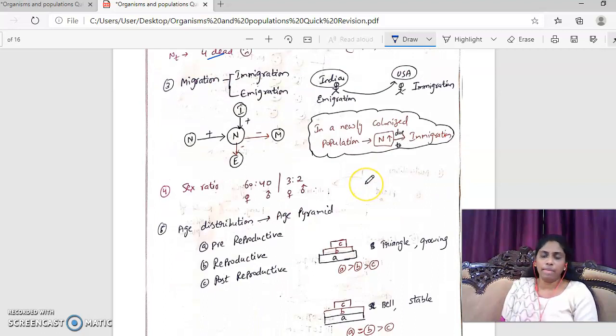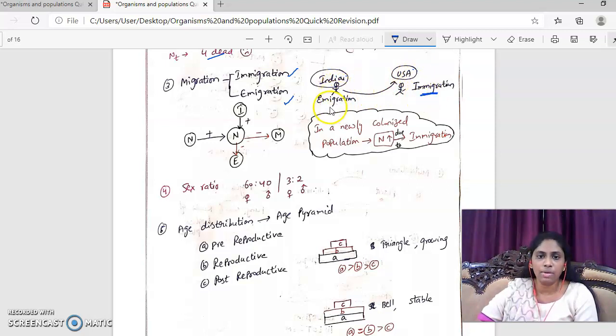Then let's talk about migration. There are 2 types of migrations, immigration and emigration. Let's say India here, and this is USA. Now you are going to USA. So with respect to USA, you are an immigrant. With respect to India, you are an emigrant. So immigration is adding to the population density, whereas emigration is not adding to the population density.